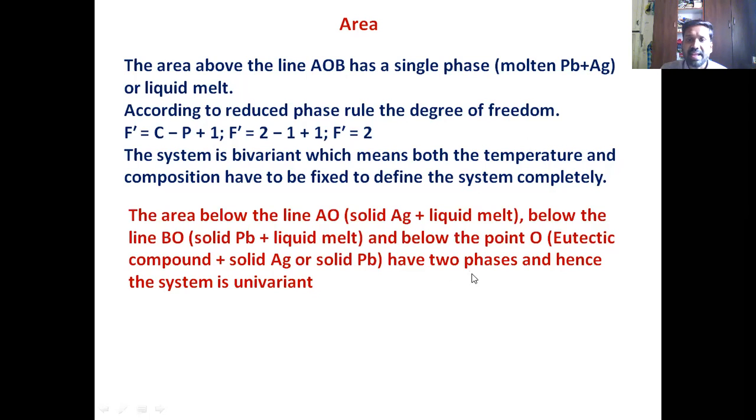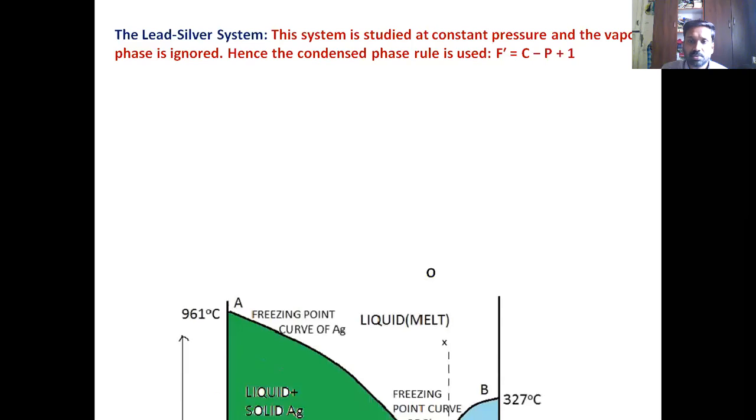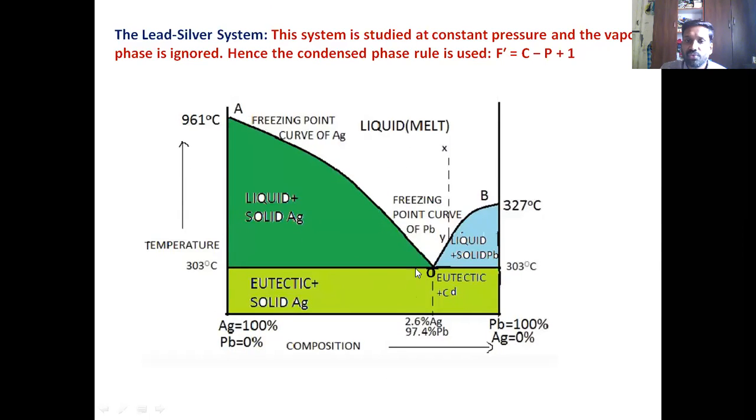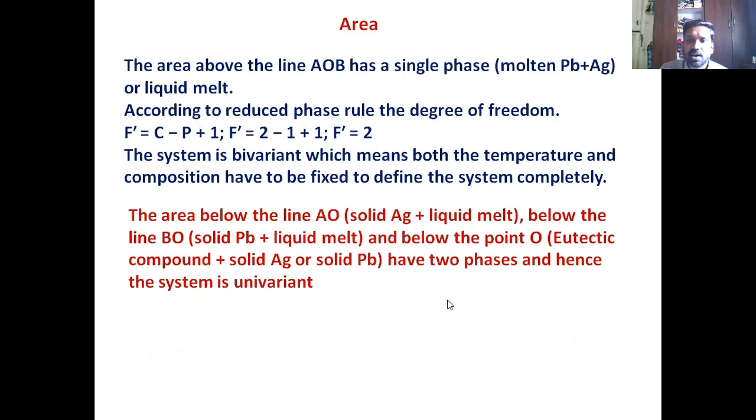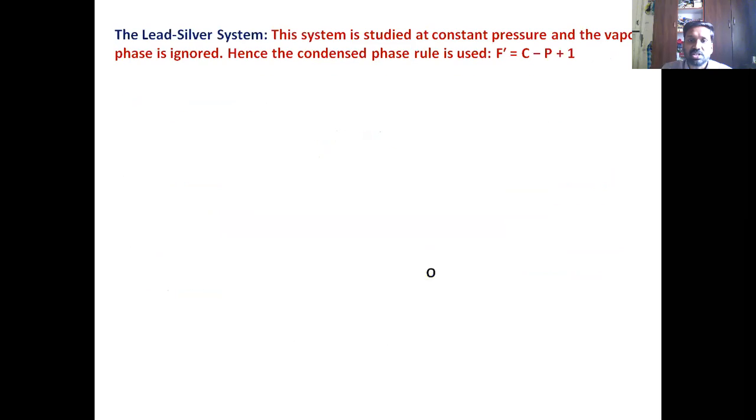The area below the line AO and below the line PO and below the point O. Okay, so which is that? This is the area I'm talking about. Below 303 degrees Celsius, simply for this area, the highest temperature is 303 degrees Celsius. Below 303 degrees Celsius, it has 2 phases in it. So apply the phase rule, C minus P plus 2, 2 minus 2, F is equal to 1. So the number of degrees of freedom is 1. It is univariant.